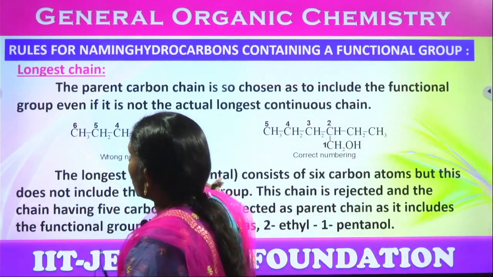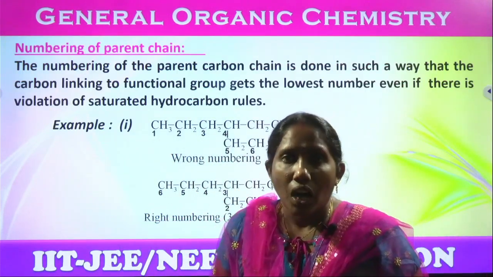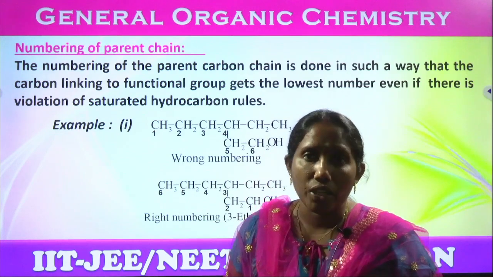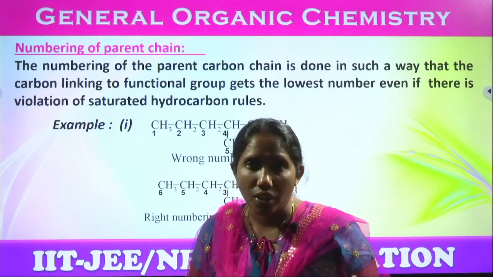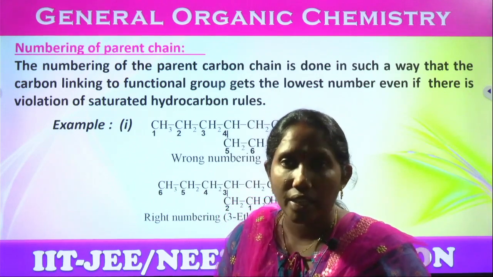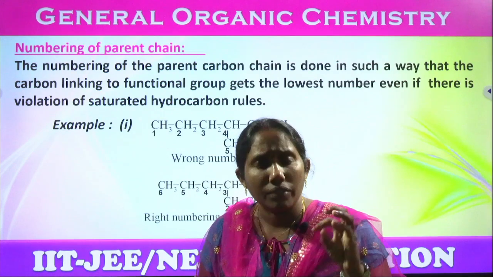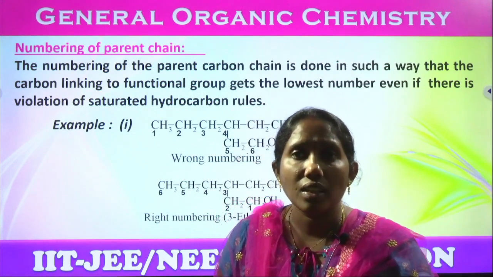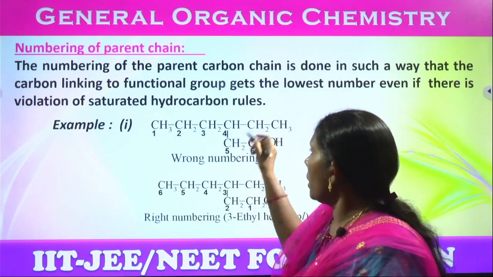Now come to the next one: numbering of the parent chain. How do we number the parent chain? For the parent chain we choose the longest chain, that is the first rule for compounds containing a functional group. And the second rule, for numbering: we give first preference to the functional group-containing carbon.